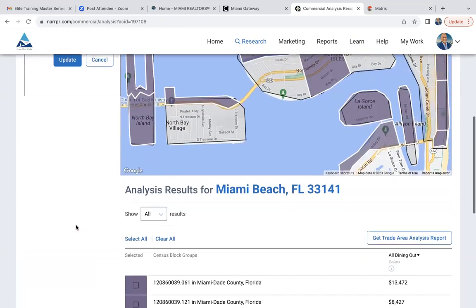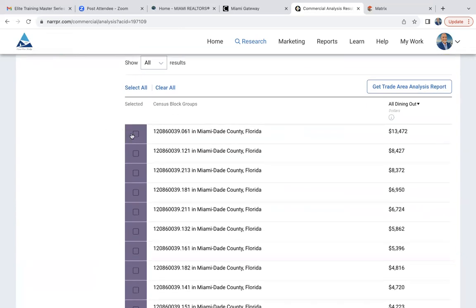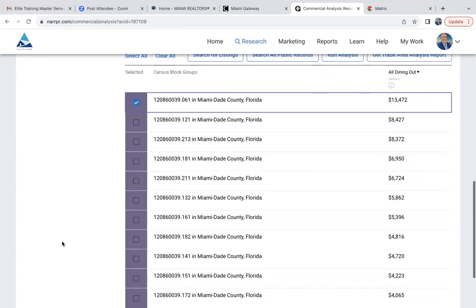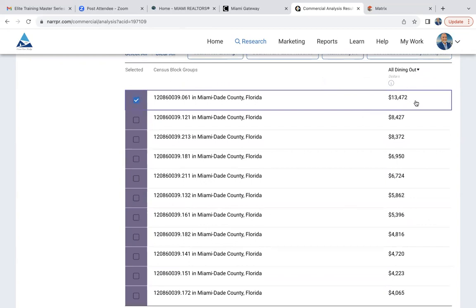And it's going to tell you here who's spending the most amount of money dining out. So this area, which again is the highest grossing household income area, is on average spending $13,472 a year dining out. So if you are opening some type of food establishment in the area, you guys can focus your marketing and advertising of your restaurant to that specific location, because on average they're spending 13,472 a year dining out.